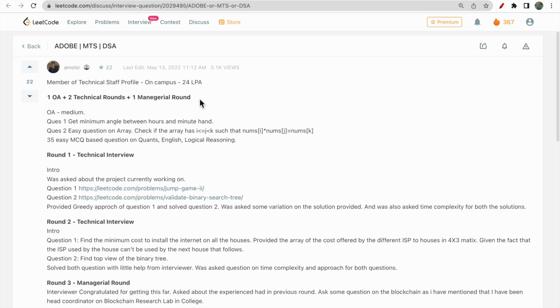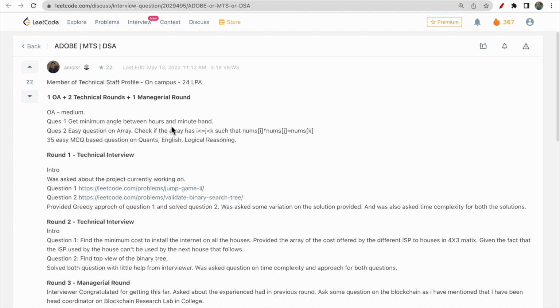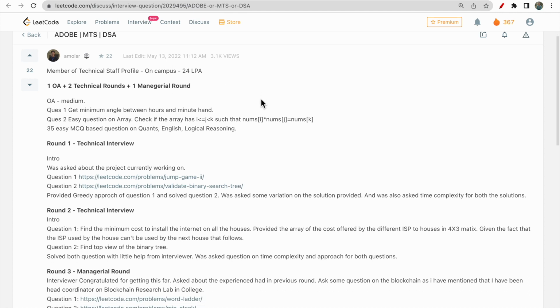Usually what I have seen is that the on-campus opportunities are easier to crack, and the coding rounds are easier as compared to off-campus opportunities. But I have found this post very well designed and with the most number of upvotes, so we will discuss the question from this post. It was posted in May 2022, so it is not that old.